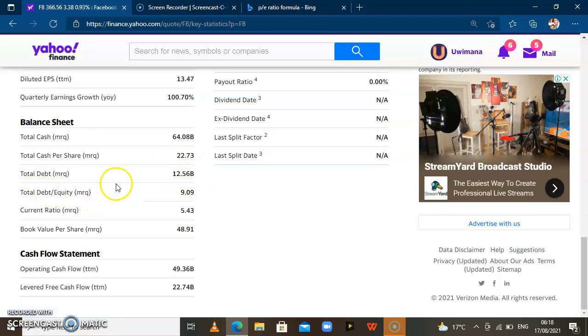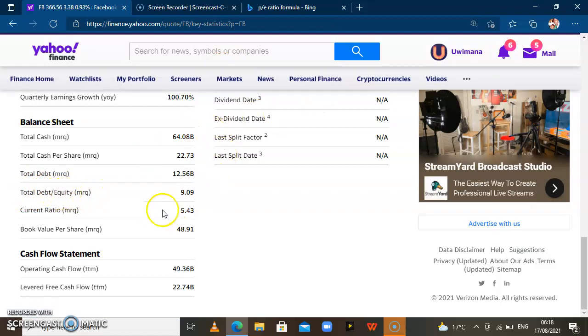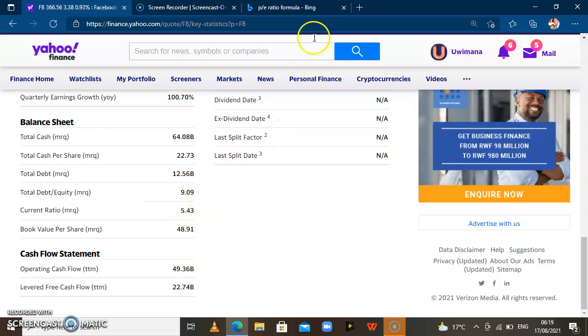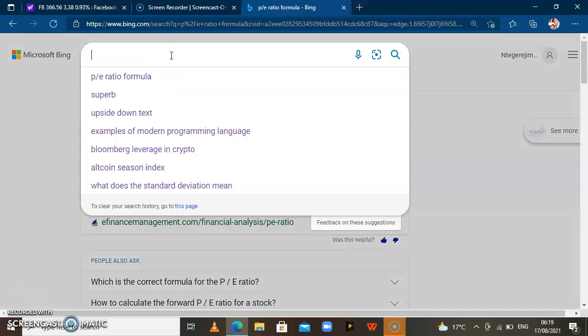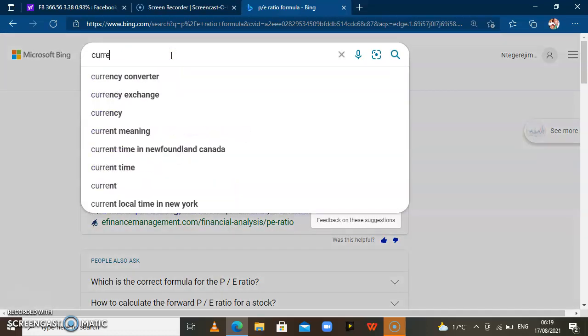And the total debt to equity, which is basically the debt part that makes up the capital divided by the equity part that makes up the capital. We shall see this in the next part maybe, which is 9.09. And the current ratio is an important thing. When it is above 1 or 2, that's a good measure. But now when it's 5, it's way too good. So let's look at what the current ratio is and what it tells us, right?